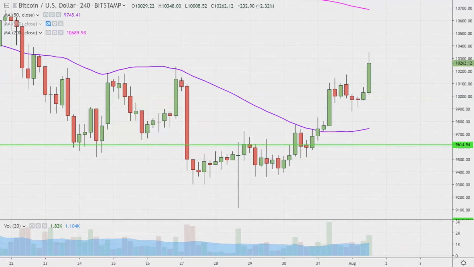As far as areas of resistance, next key overall one is going to be up there at that pink line, which on my chart denotes the 200-period moving average. And as of right now, that's right up around 10,700. So keep an eye on that going forward too. But all in all, the nice bounce from 9,100 continues. So let's see if the bulls can continue to build upon it or not.